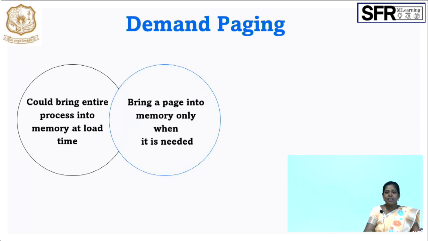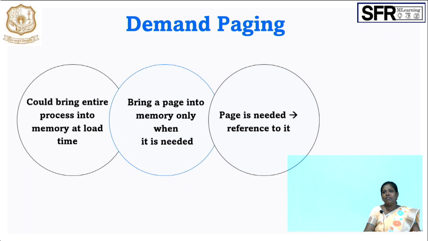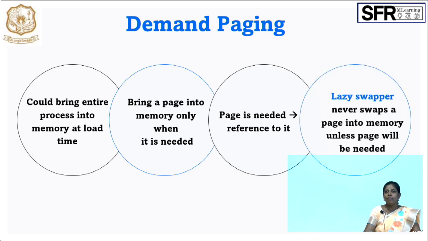Otherwise, a page is brought into the memory only when it is required. And the third one is an important one. When a page is needed, a reference is made to it. And the reference shows whether the page is present in the main memory or in the secondary memory. If it is in the primary memory, it will be executed by the CPU. Otherwise, it will be brought in from the secondary memory.